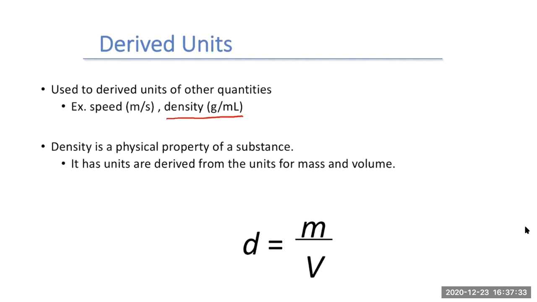So when we talk about density, that's the physical property of a substance. And the units we have are derived from the mass of that substance divided by the volume that it takes up. Most of the time we'll see density as grams per milliliter. You might see it as grams per centimeter cubed. Very rarely you'll see it as kilograms per decimeter cubed. We won't worry about that too much. But these are different ways we can discuss density.